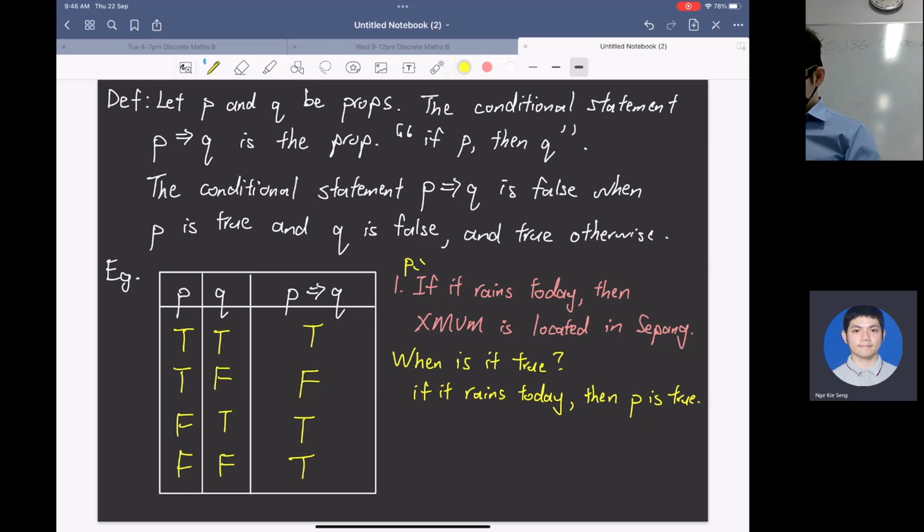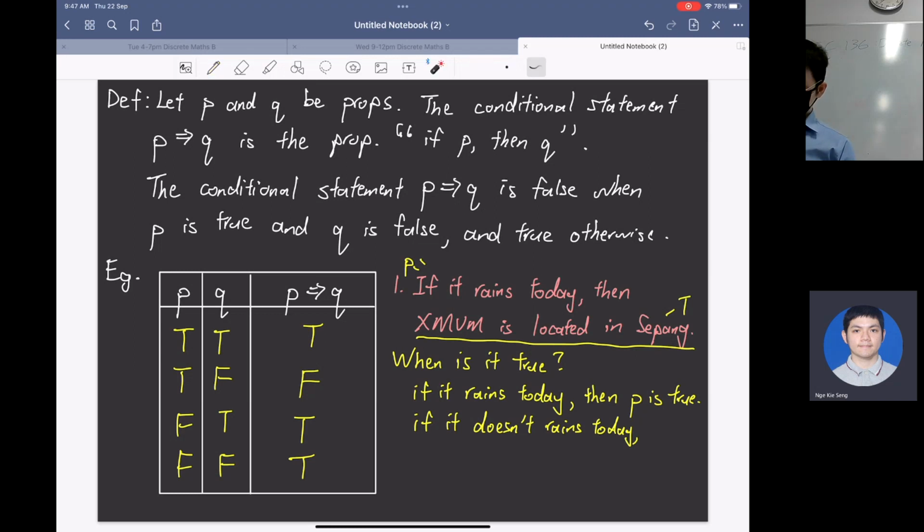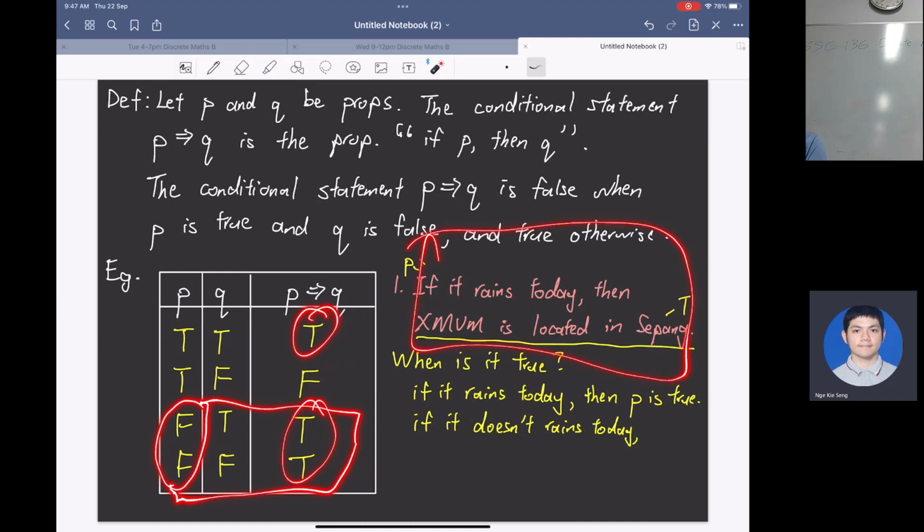Okay, false can imply anything. So even if it doesn't rain, this statement is still true. One is that false can imply anything. The other is that we know Xiamen University is always located in Sepang, because this is always true. So even though it doesn't rain, you still get true. So there are 3 ways for this statement to be true.